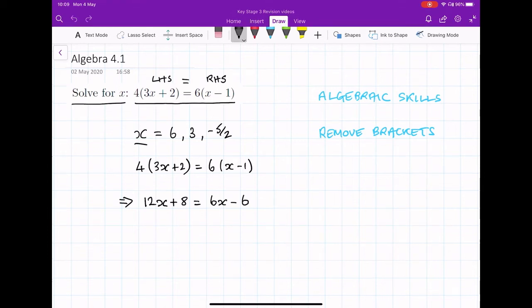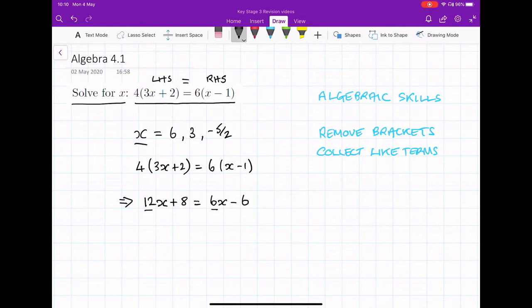Now, to get a single x on its own, we have to get the x's together. And that's called collecting like terms. So we can get the x's together on the left-hand side, and we can get the numbers together on the right-hand side, because that's going to move us closer towards the situation where we have x equals something. So that's the next algebraic skill. It is collect like terms.